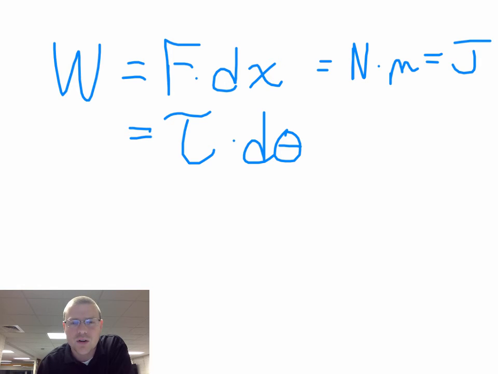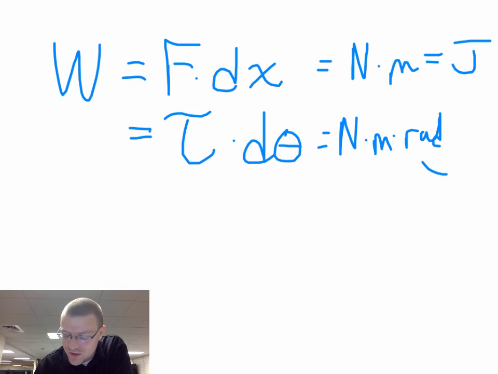But let's look at our torque times theta. Torque is Newton meter, but then we multiply by our theta, which is a radian, and now that there's a radian involved, since you've had that force acting through a displacement, you now have a joule. So a Newton meter for torque is not a joule until you multiply it by a radian.